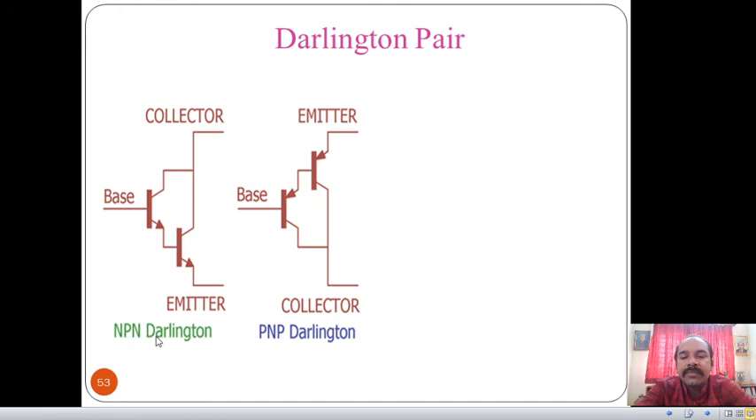Darlington pair, that is NPN Darlington pair and PNP Darlington pair. Here the collectors are short circuited, and whatever output current is generated is given as input to the next stage. And the same case in PNP transistors.